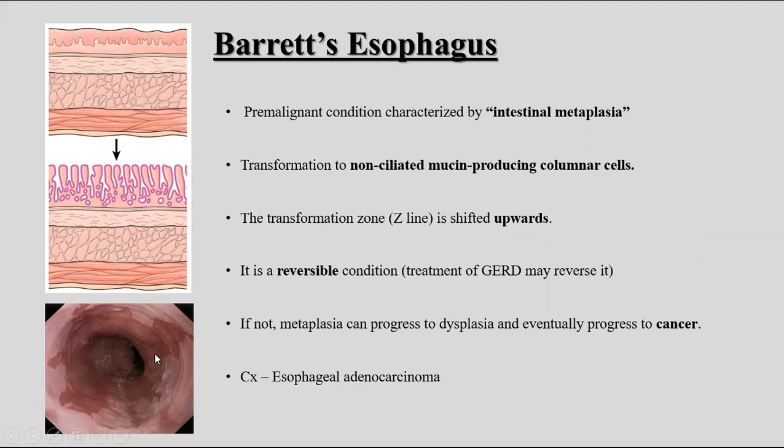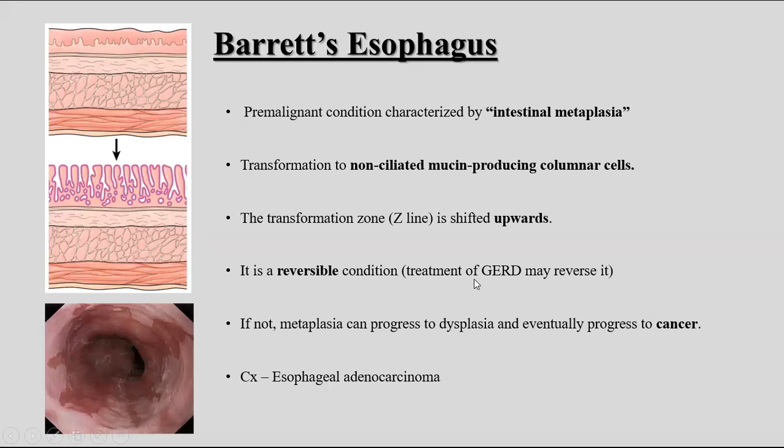So here you can see that if you do a GI endoscopy, you can see these projections wherein the metaplasia is happening. And this is what Barrett's esophagus looks like on an endoscopy. But you have to remember that because this is metaplasia, metaplasia is usually a reversible condition. So if you treat GERD, you can actually reverse the metaplasia such that the Barrett's esophagus doesn't progress to dysplasia and eventually progress into esophageal adenocarcinoma, because that's the complication.